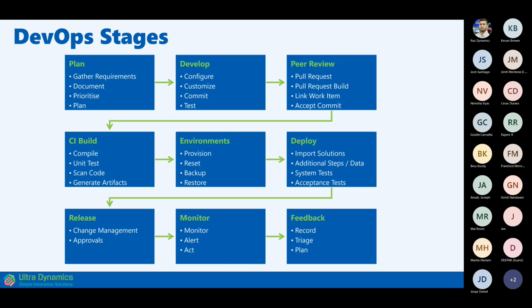It starts with planning in terms of what it is that we want to do, and that is quite important, because if we can't agree on what we need to do and what is important, what can wait till later, then we're likely not going to end up with the right product. Once we know what product we're building, we move into development, and this is where you would configure, customize, and come up with something in Power Platform.